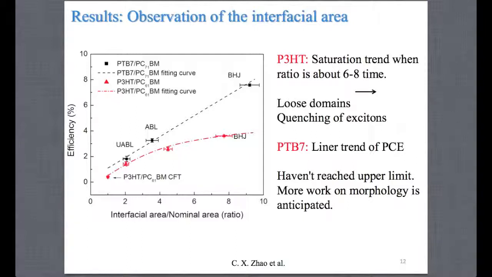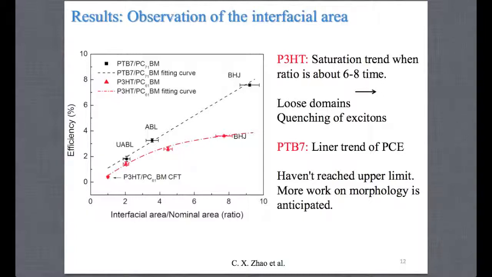And for the P3HT system, the energy efficiency gets saturated when the ratio is about 6 to 8 times the nominal area, which means that when those loose domains get connected, the exciton quantum has largely been reduced. And if we try to increase the interfacial area ratio more, the energy efficiency won't increase a lot.